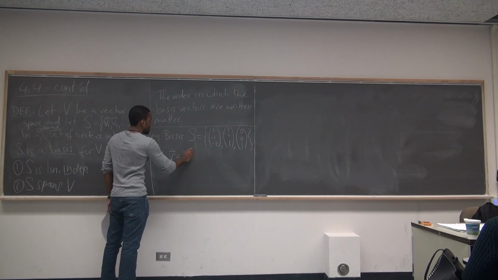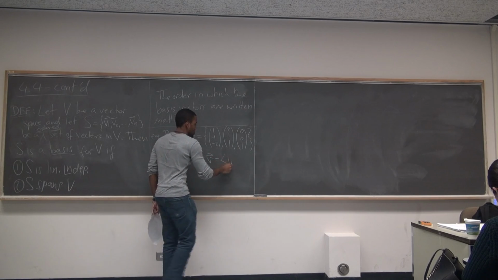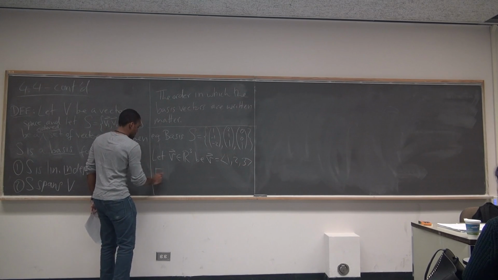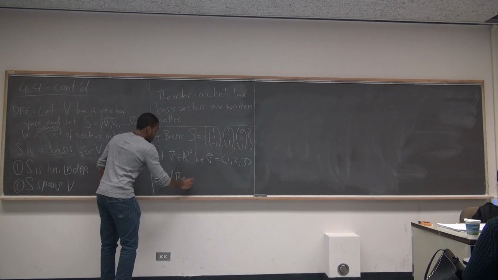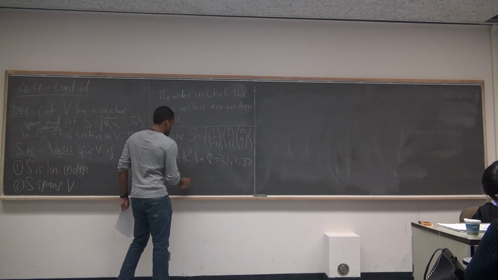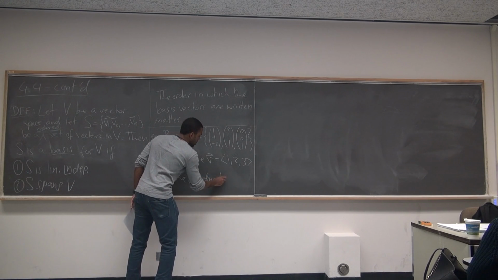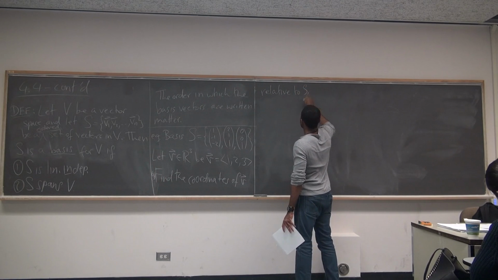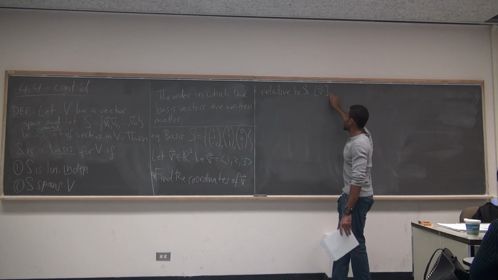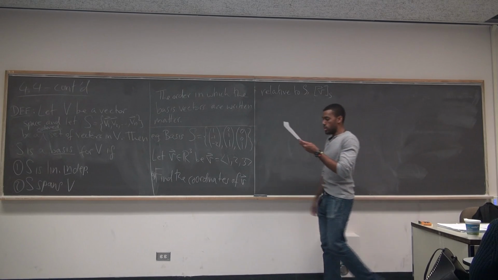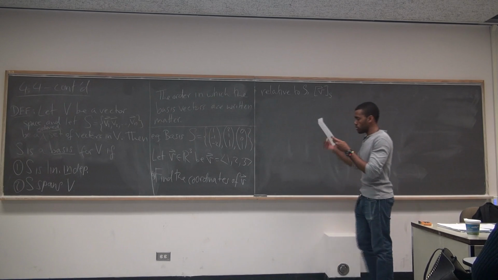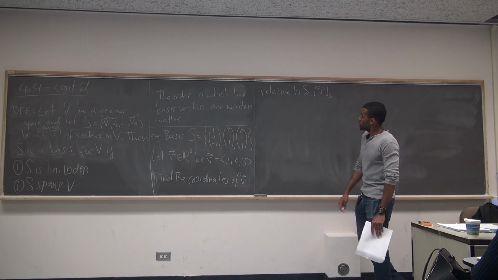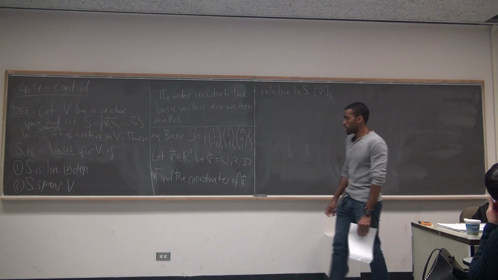Let v in R3 be this vector (1, 2, 3). Part A was to find the coordinates of v relative to S. And we had that notation, it's just v with a subscript S. So that was part A of our example.